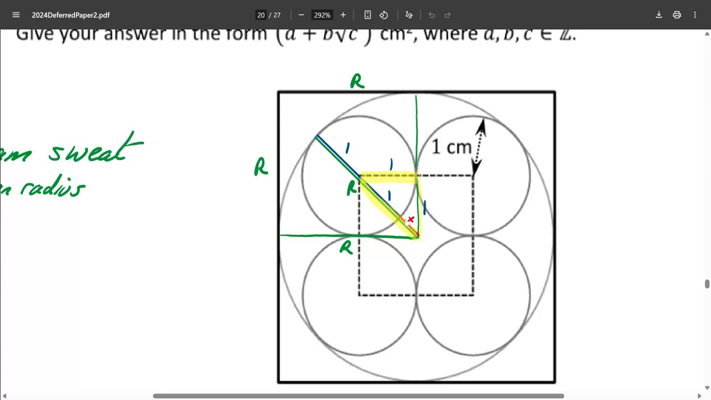But I do know that X plus 1 altogether is actually the big radius. So there's an equation. R equals 1 plus 1 plus X. And what else do I know? Well, I can do Pythagoras here, actually. That squared and that squared equals this squared. So in other words, 1 squared plus 1 squared is 1 plus x in a bracket to be squared.